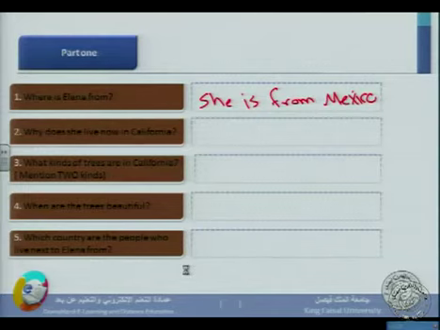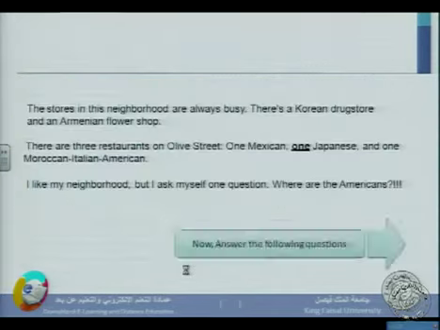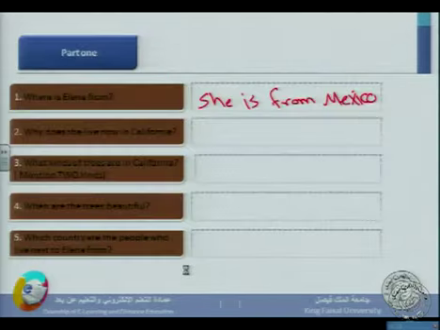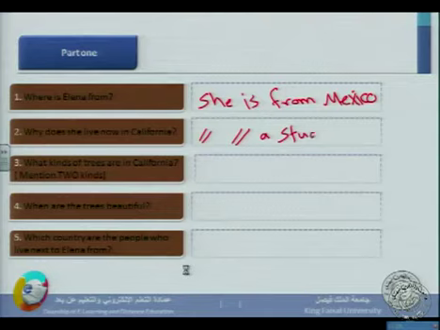Why does she live now in California? Let's go back. But now I live in California. I am a student here. So, why does she live there? Because she is a student. Then, she is a student.